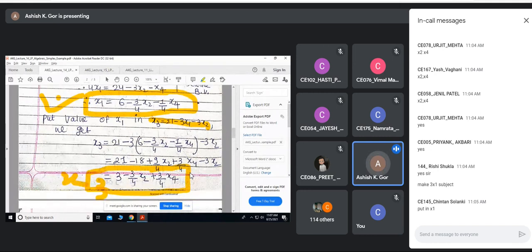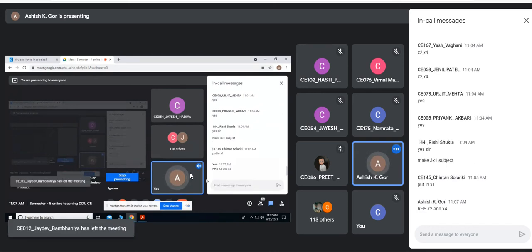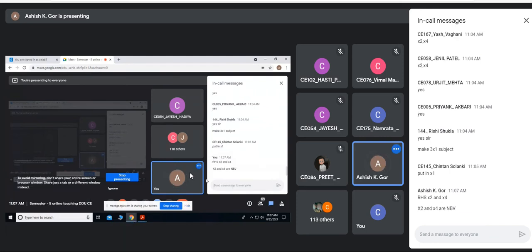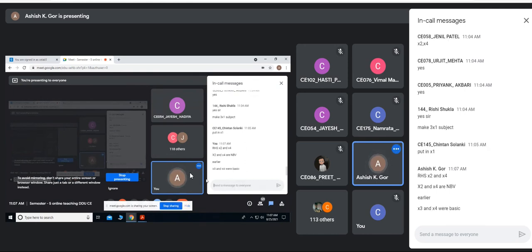So you can see the right hand side of both is in terms of x2 and x4. So the right hand side is x2 and x4, which means x2 and x4 are non-basic variables. So what happened? If you think carefully, earlier in the first step, x3 and x4 were basic variables.